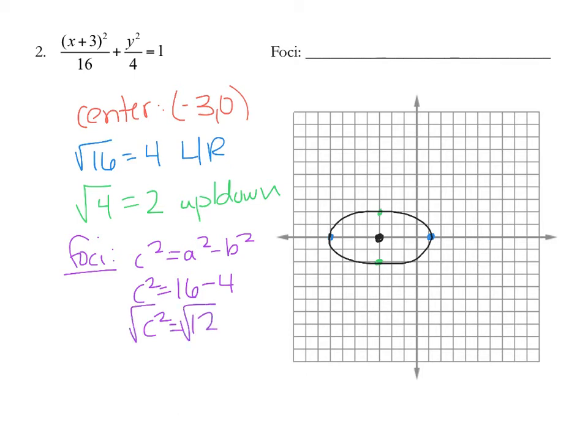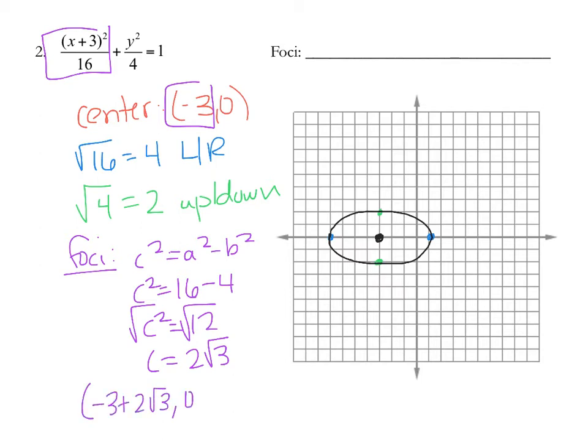And take the square root. That's 2 radical 3. So this one is not as nice to add on. I've got to pay attention to what's in control for this particular problem. Just by graphing it and looking at the bigger number, I know that x is in control. So that 2 radical 3 is going to get added on to the 3, and it's going to be subtracted from the 3 as well.